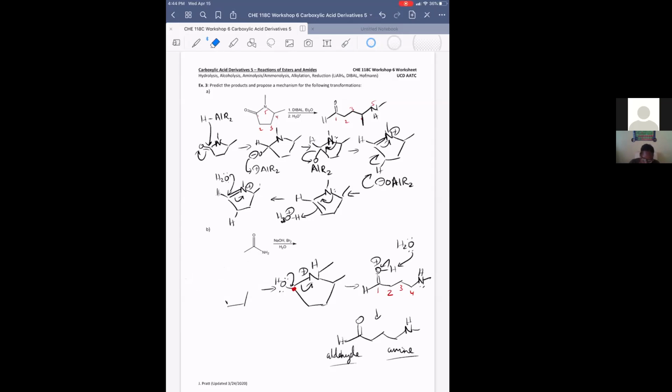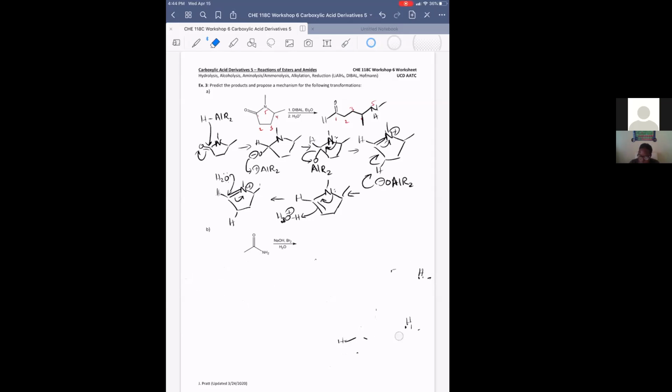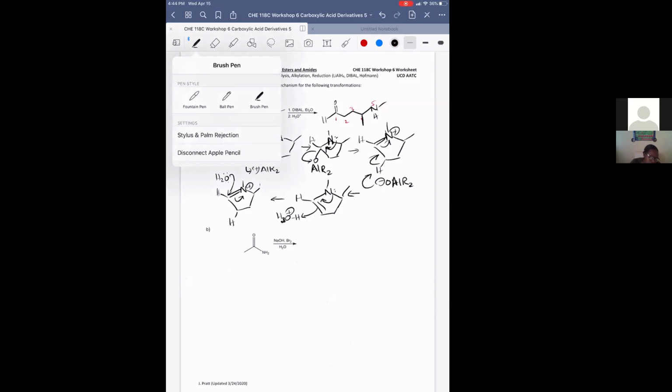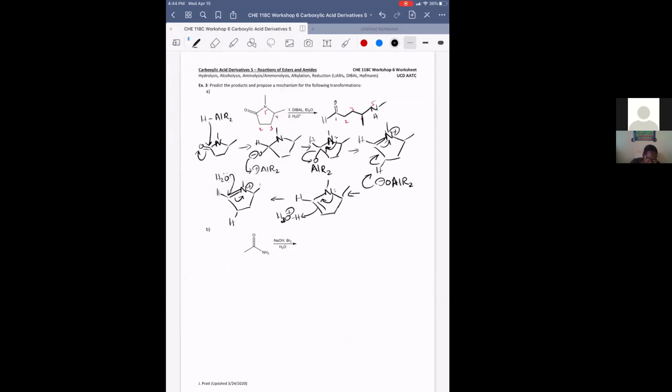So I'm going to erase this. And now we're going to go through the mechanism for one of the predicted products that we actually had. So we wanted to take an amide and generate an amine. And the way that we can do that is with a strong base in the presence of a halide as well as water. So the product for this reaction will be CH3NH2, and nitrogen has a lone pair.